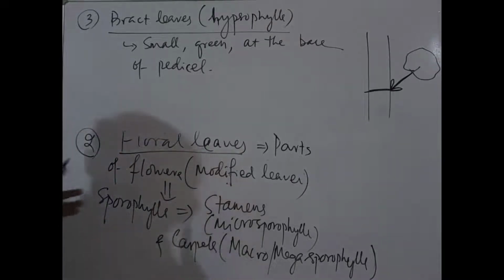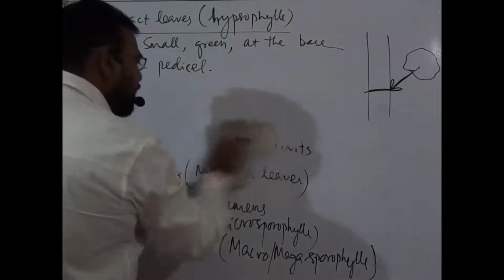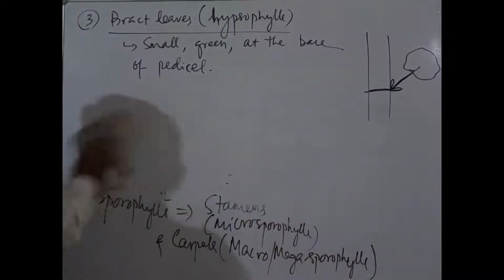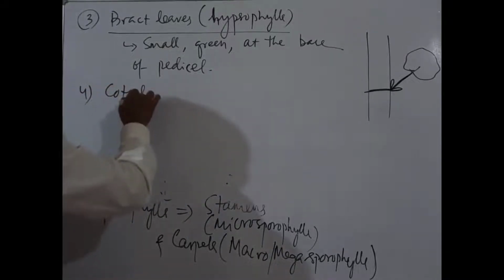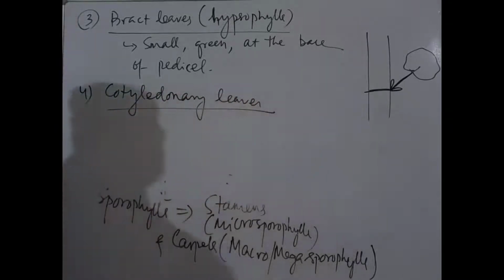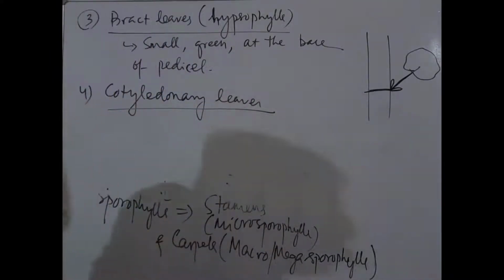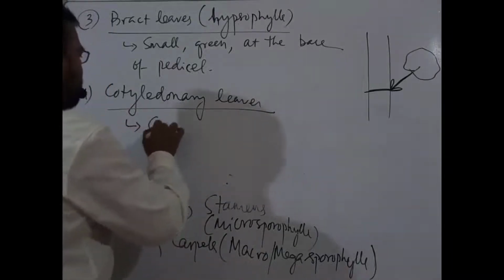Another kind of leaves are known as cotyledonary leaves. All of you know the cotyledon is a part of the embryo. That is also a modified leaf. This is the first leaf of the plant. The cotyledon of the embryo is also known as the first leaf of the plant, but it is a part of the embryo present inside the seed. That's why it is the first leaf of the plant.